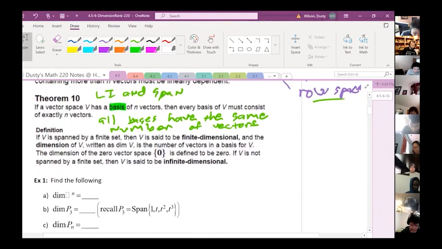So a definition, if V is spanned by a finite set, then V is said to be finite dimensional. And the dimension of V, written as dim V, is the number of vectors in a basis for V. So the dimension of the zero vector space, zero, is defined to be zero. If V is not spanned by a finite set, then V is said to be infinite dimensional. And I think we are gonna basically not talk about these guys.